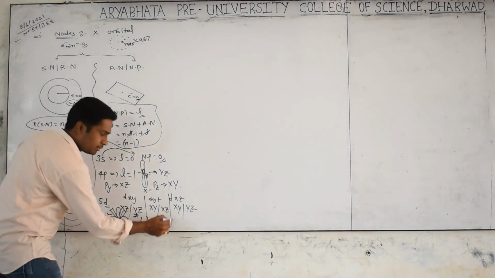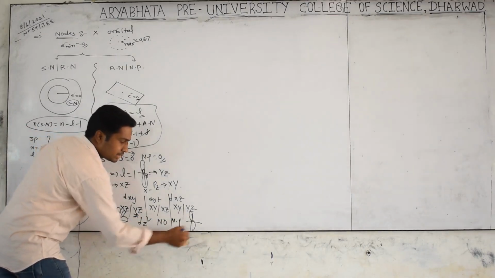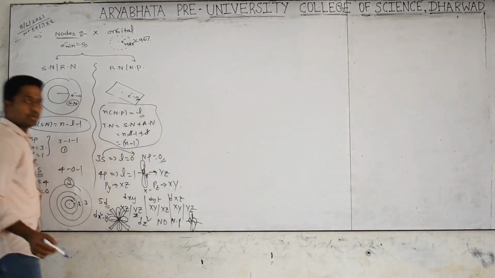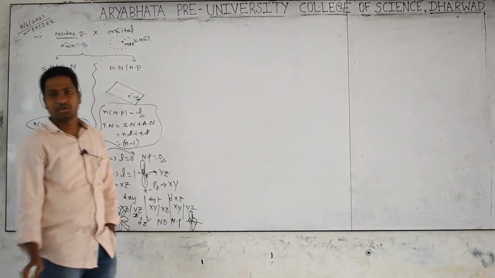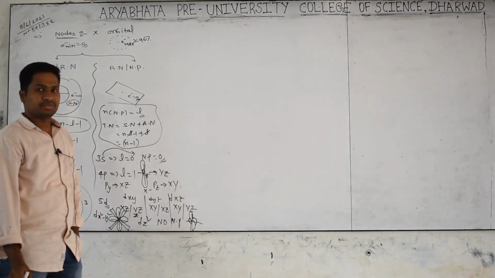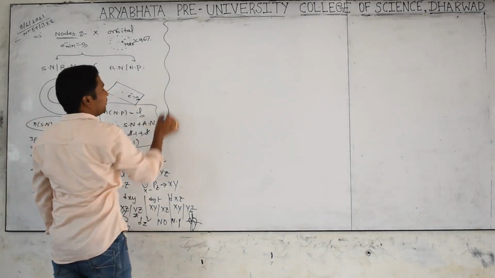No nodal plane. Why no nodal plane? In the case of dz square, the electron density is a dumbbell on the z axis and also in the xy plane. No plane is possible without electron, which is why the nodal planes will be 0 for dz square. Are you getting it or not? And we are going for some other important thing.